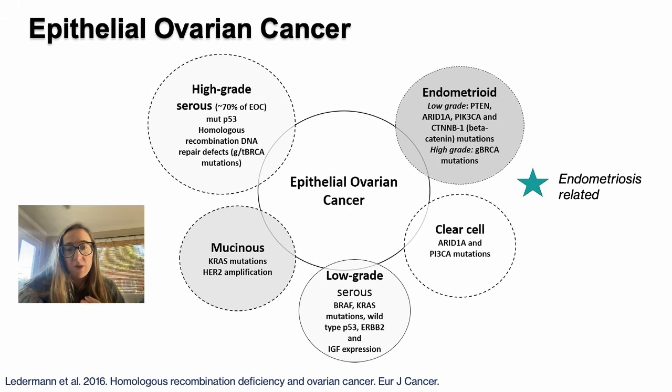And this is just another picture of the different epithelial ovarian cancers and some of their characteristics. Clear cell and endometrioid are both endometriosis related. I think that's a pretty high yield concept. And so that's good to know in patients who have endometriosis.